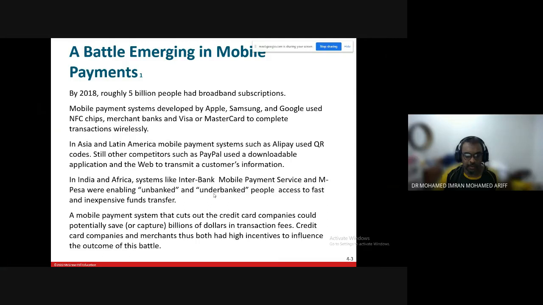And some people were so rich, but they did not use their bank services. So they were considered underbanked. So in these two countries, they started a mobile payment service whereby you can use it even if you do not have a bank. Even if you do not have a bank account, you can use their service. That means you give cash over a counter or something like that, but you're actually using a service.